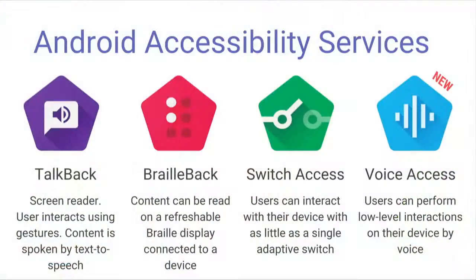So first, what is an accessibility service? An accessibility service is a long-running privileged service that can do one of two things. One, it changes the way the user interacts with the device, or second, it changes the way that the content is represented to the users. Now, today we have 4 different accessibility services available on the platform.